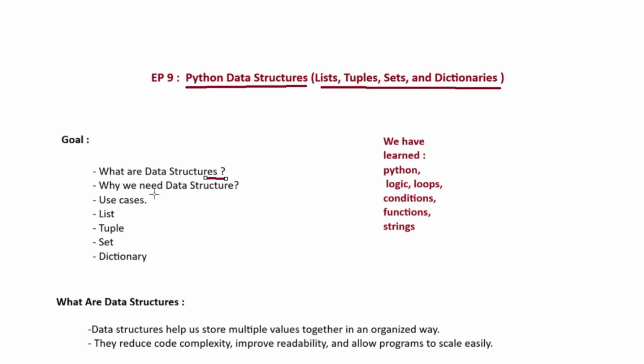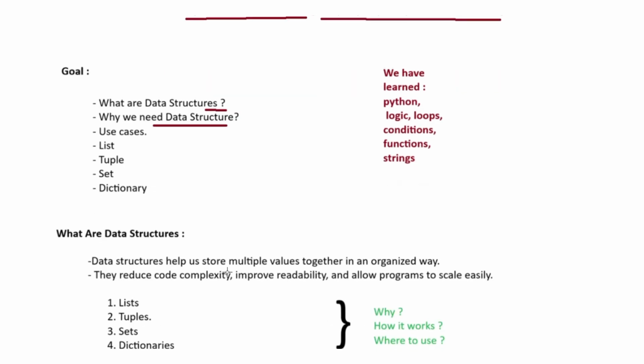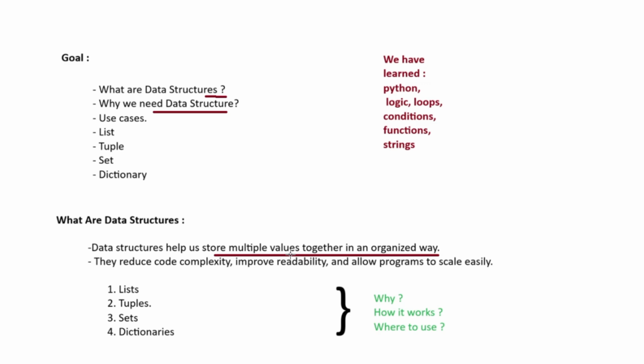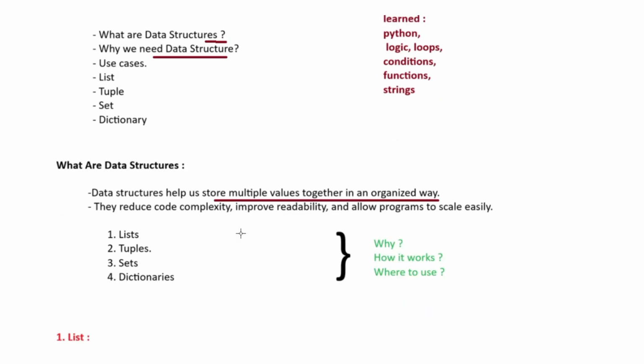Why do we need them? And how do they help us in real applications? If I have to explain it in simple words, data structures basically help us store data in an organized way. Instead of keeping only one value in a variable, we can store many values together at some place. We can group related data. We can manage it easily. And we can process it efficiently.